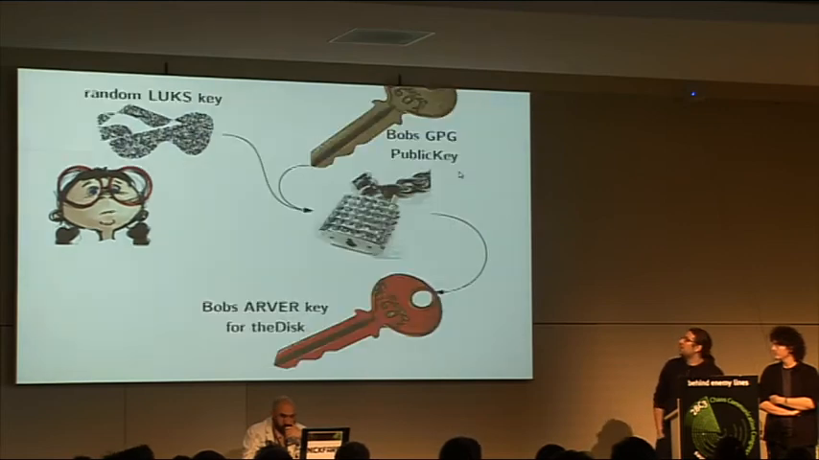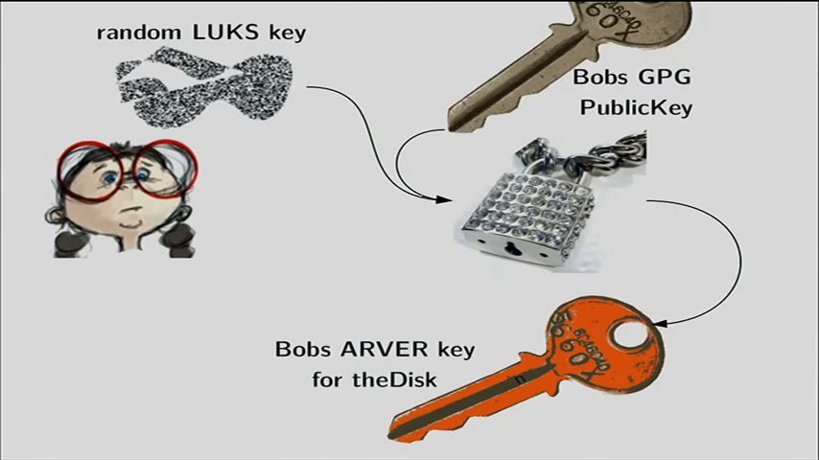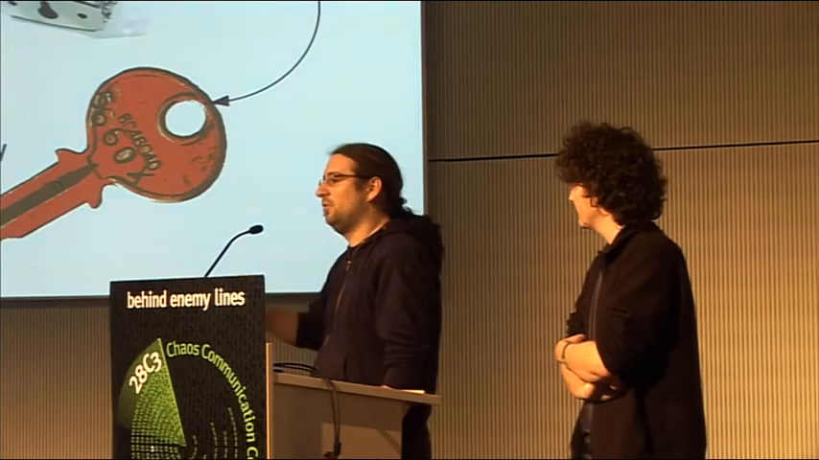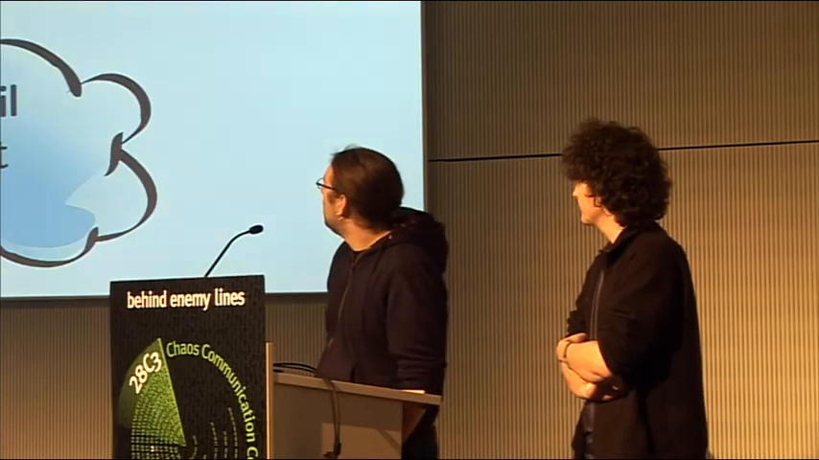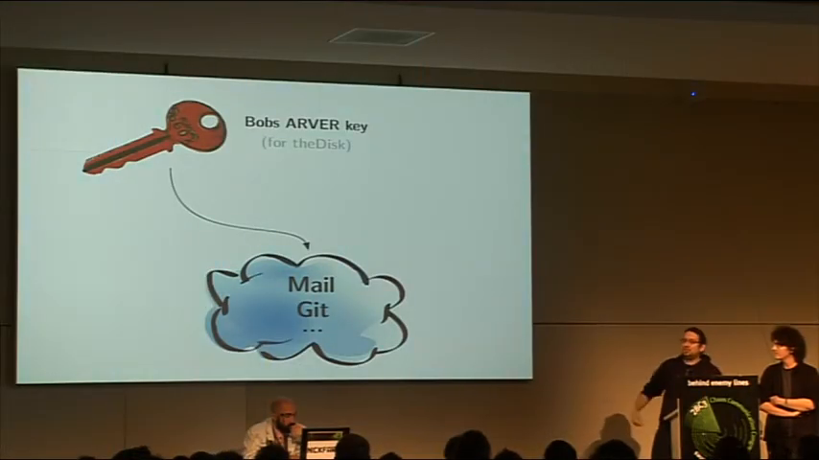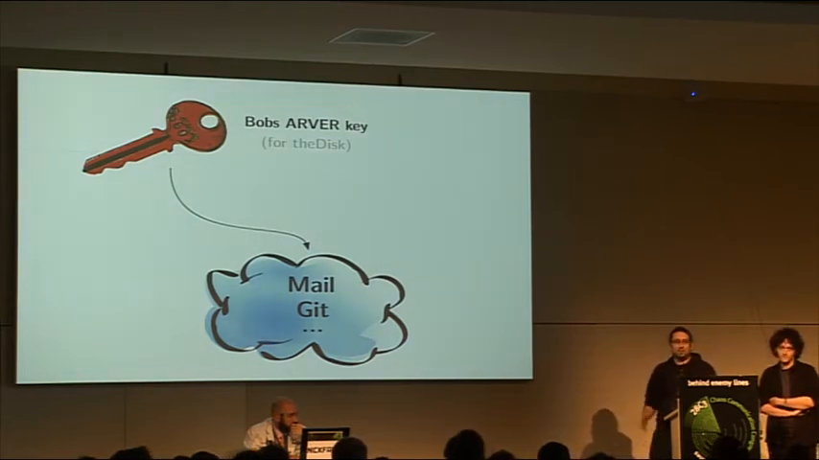Next slide. Further, it will take the random LUKS key and encrypt it with Bob's GPG public key. And then we have an encrypted LUKS random key, which we can hand over to Bob. Next slide. We can hand over this key via mail. We can put it in a Git repository, push it, and tell Bob to pull it.